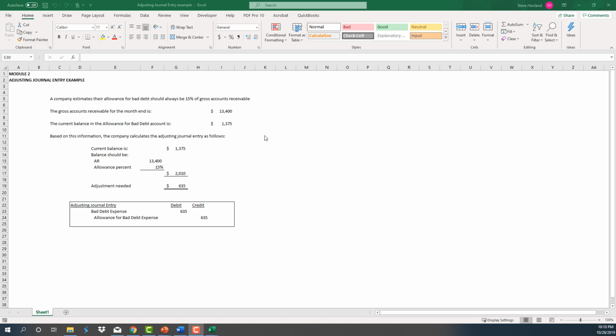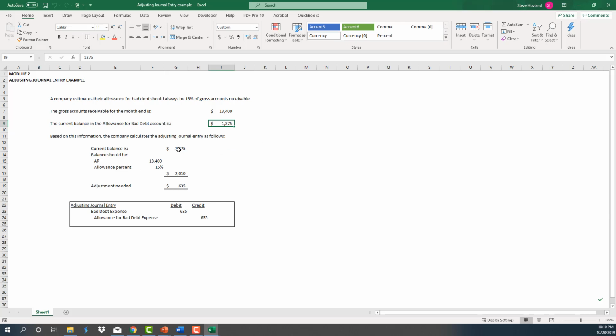In this example, we take a company that estimates its allowance for bad debt, which again is a contra to your accounts receivable, should always be 15% of accounts receivable. That's very aggressive. Normally you wouldn't be that high, but for this instance we'll use that. They say their gross accounts receivable at the end of the month is $13,400. Their current balance in their allowance account at the end of the month is $1,375. Based on this information, we're going to calculate what the allowance should be.